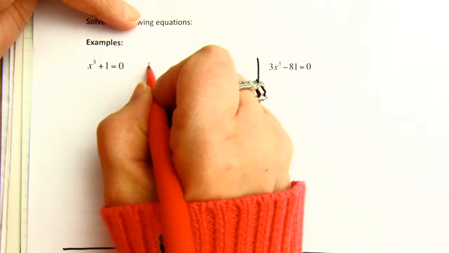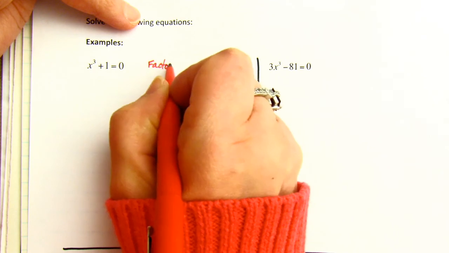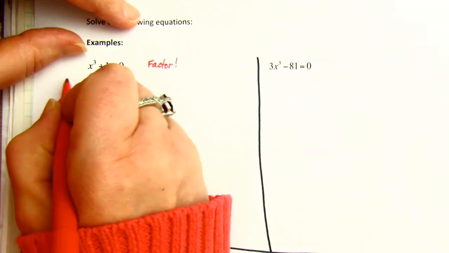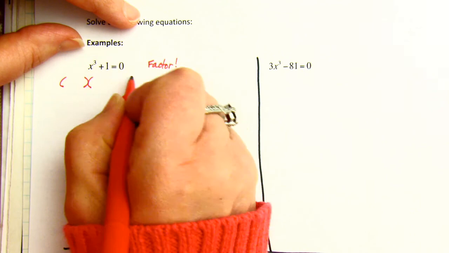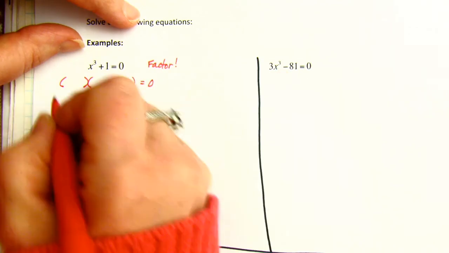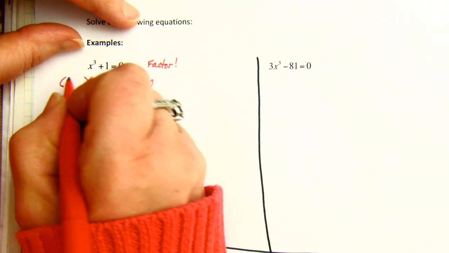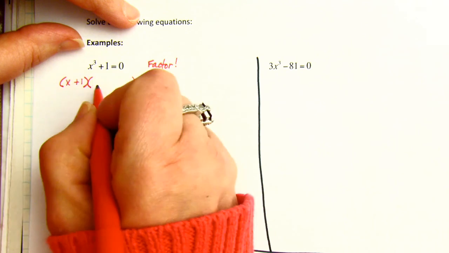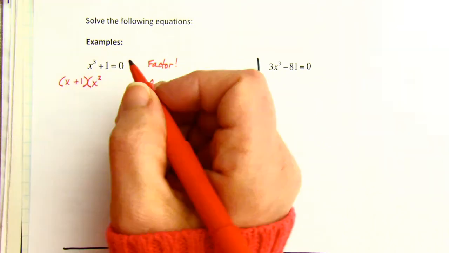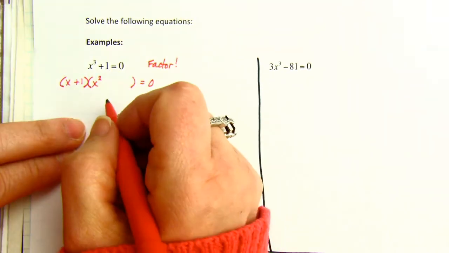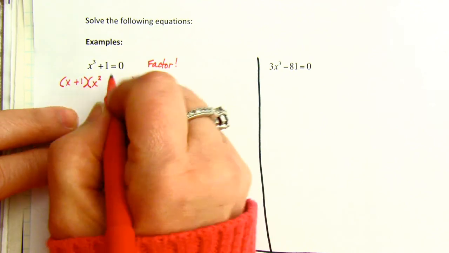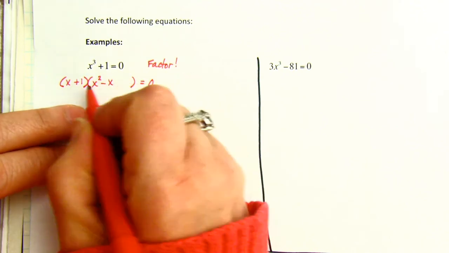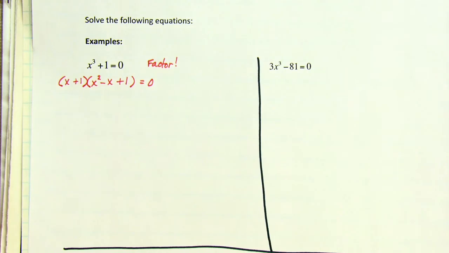So let's do that. Factor. All right. That's why we did the mini lesson on factoring. Cube root of x cubed is x. Cube root of 1 is 1. Sign is plus. Square this, x squared. Minus x plus 1. Now I know what you'll be tempted to do.